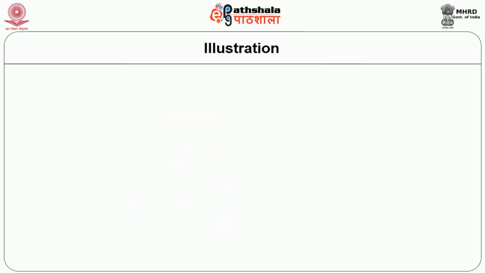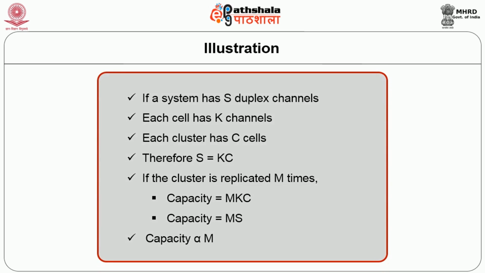Just look at an illustration. Now, suppose a system has S duplex channels and each cell has been allocated K channels. So, each cluster has how many cells? C cells. Okay. So, the number of channels is S, each cell has K channels, and the size of each cluster is C. Therefore, obviously, S equals KC. That means your available channels have to be used between these cells and these clusters only.